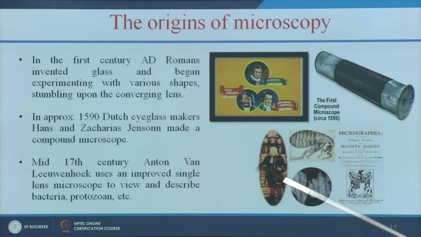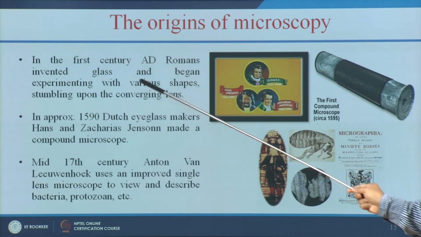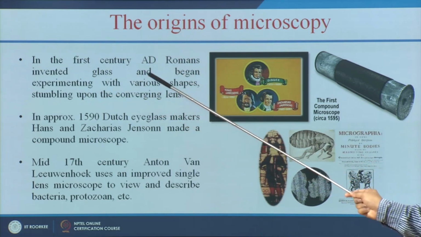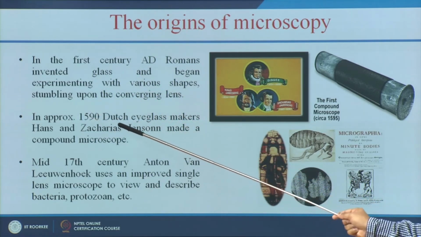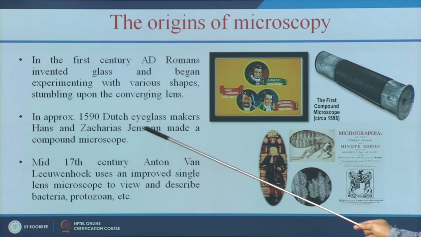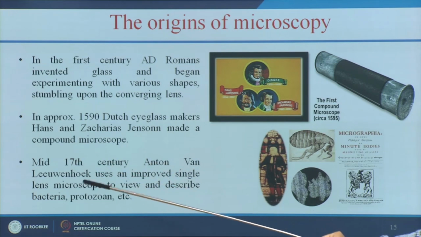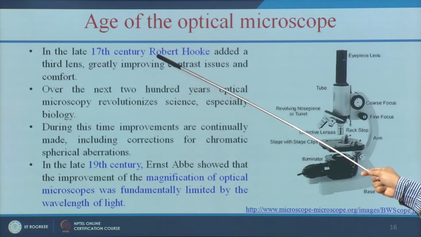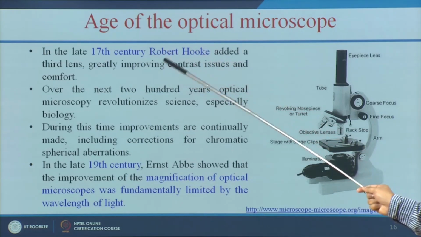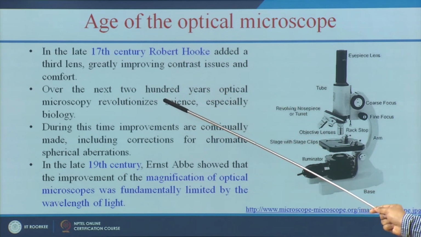So, let us briefly see the origin of microscopy. In the first century, Romans invented glass, and they experimented with various shapes and converging lenses. In 1590, Dutch eyeglass makers made a compound microscope, and in the mid 17th century Anton van Leeuwenhoek first observed bacteria and protozoa under a simple microscope. And in the 17th century Robert Hooke made a lot of modifications to the microscope and made a kind of compound microscope.